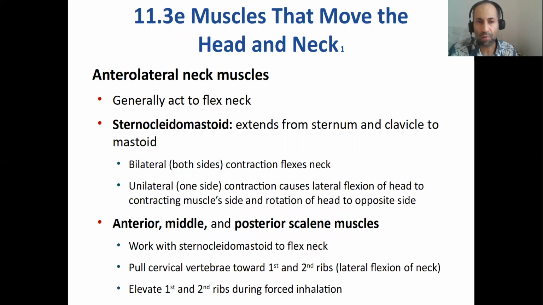Okay, so the anterolateral, the front and the sides of your neck, these muscles are generally used for flexing your neck, like bending it down. This is called flexion, right? Neck flexion. This is flexion of the neck. This is extension of the neck. This is a hyperextension of the neck, which would be a whiplash, basically. So sternocleidomastoid, the most powerful anterolateral neck muscle of flexion.